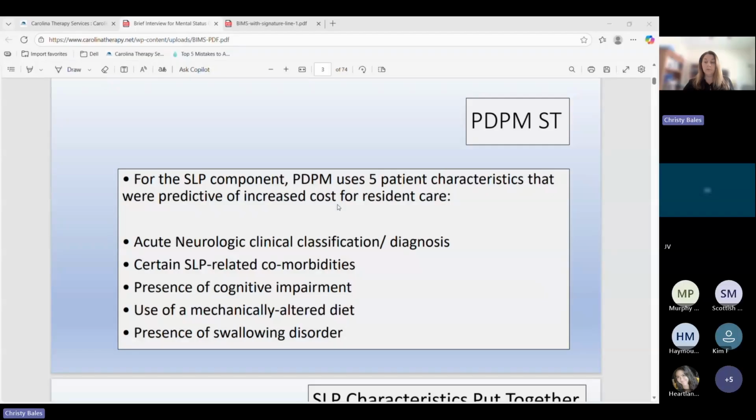Acute neurological, you've seen me email you about those diagnoses. And then SLP related comorbidities, which you are also getting emails about. Presence of a cognitive impairment, which is what the BIMS is showing. Just know that the Cleveland Clinic reports that this is not a test for mild impairment. It only shows moderate to severe impairment.